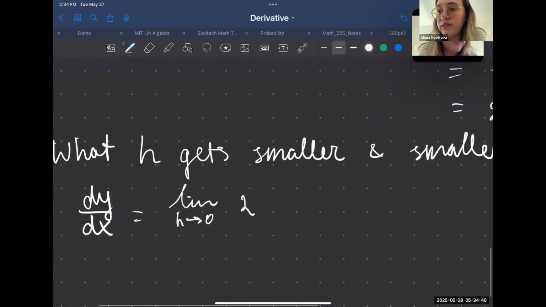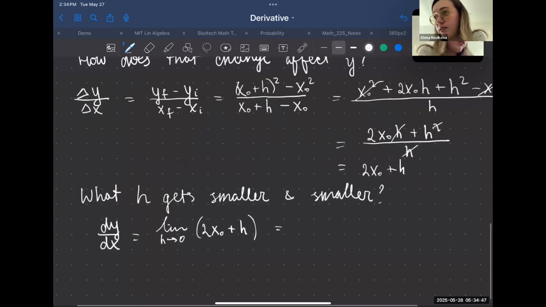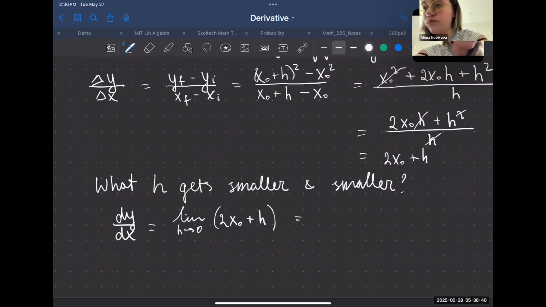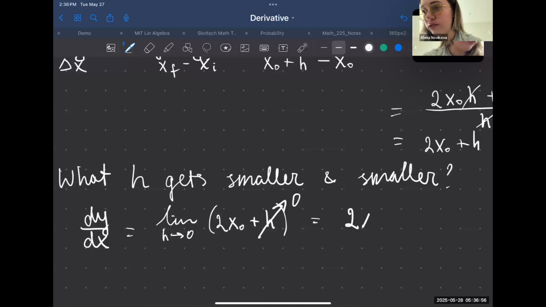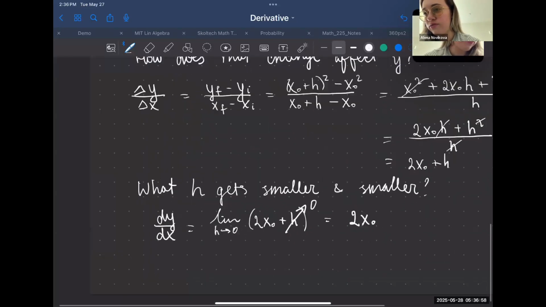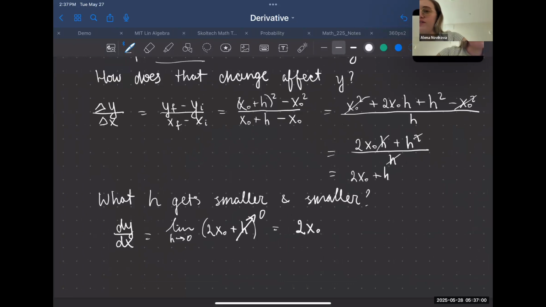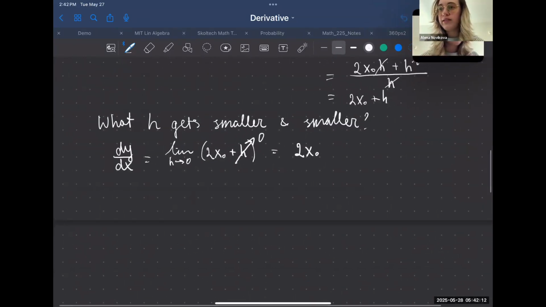So it's going to be the limit of 2x naught plus h. And this should be a very easy one. As h approaches 0, this term just becomes 0. So we're left with 2x initial. First of all, I really hope that this result looks familiar to you, because if you learned about derivatives before, then you know that the derivative of x squared is 2x, which is literally what we got here.